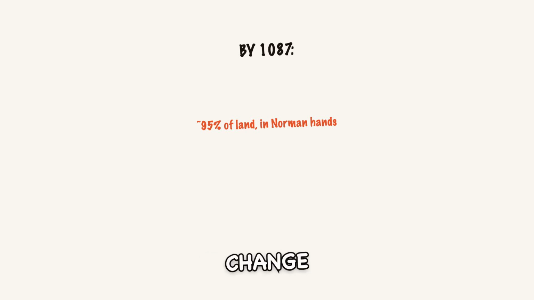The scale of the change was staggering. By the time of William's death in 1087, something like 95% of land in England that had belonged to English lords before the conquest was now in Norman hands.